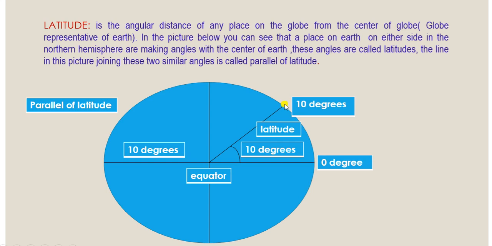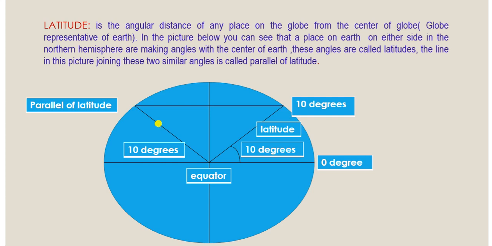This is angular distance. It means the magnitude of the angle that the place is making with the center of earth. In the similar way, one more place, place B is here. This place B is making the same angle of 10 degrees. Now we join the two uniform angles, 10-degree angle and 10-degree angle. The line which is drawn here will be called a parallel of latitude, and the magnitude of this line will be 10 degrees, because this has been obtained from uniform angle magnitudes.